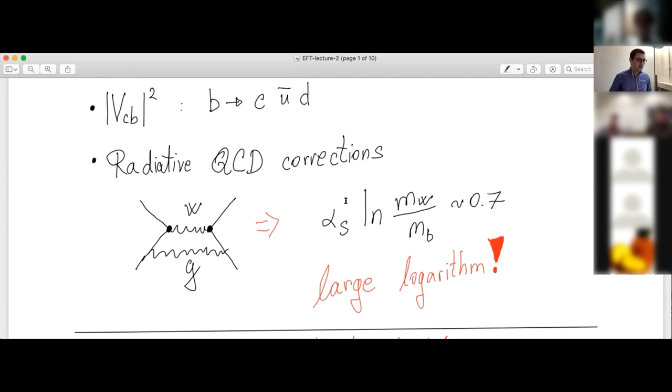So you see, this thing is big. This is 0.7. It's not extremely big, but it's rather big. And you have to calculate it in every loop order. There are infinitely many loop orders, so you have to resum all the diagrams. You have to isolate this piece, which goes as the logarithm. So you have to reorganize your perturbation series, and this is done by effective field theory, matching and running.